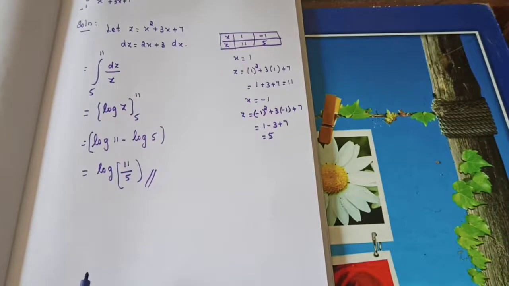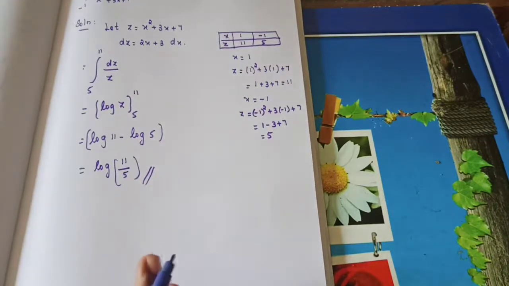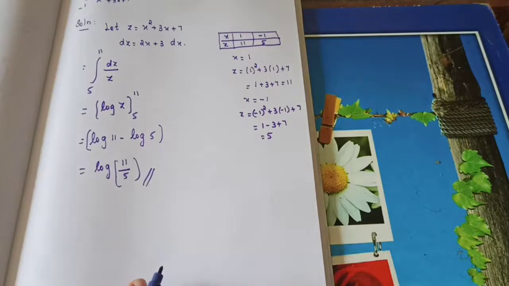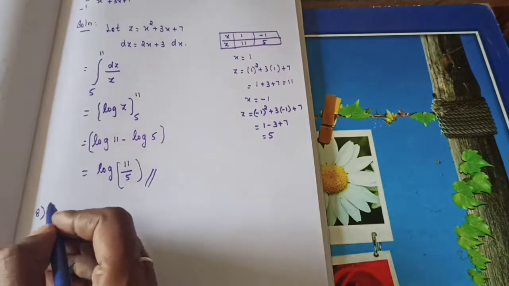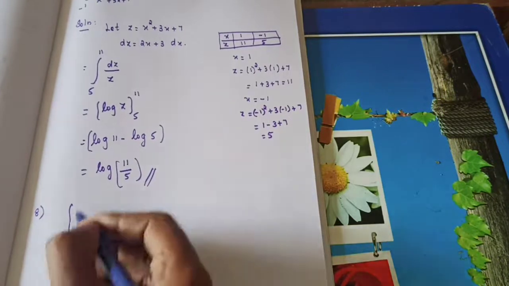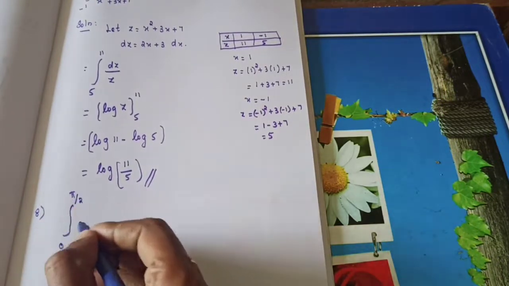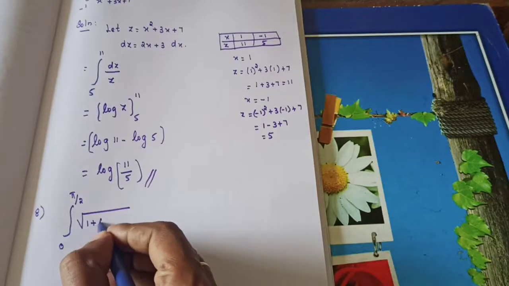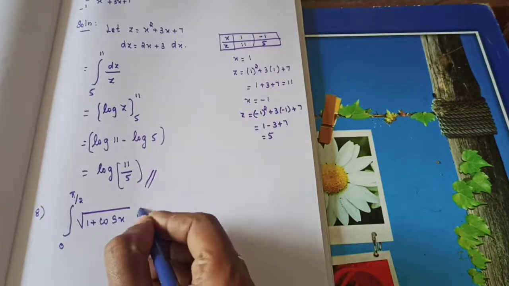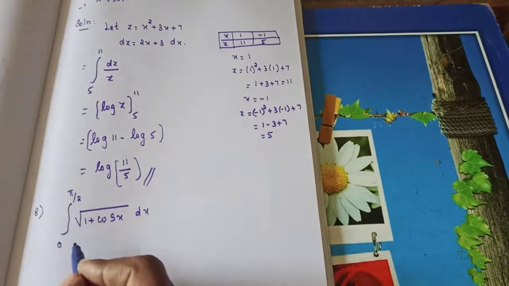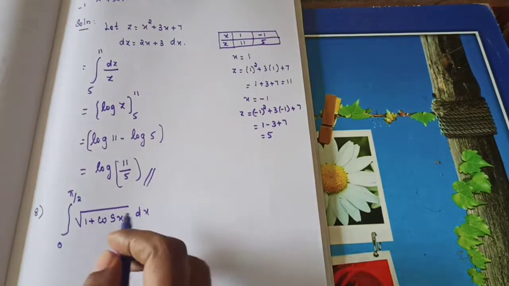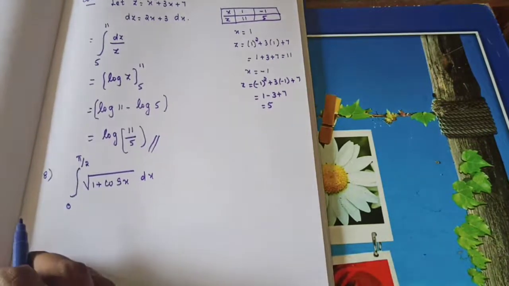Understand? Okay, very easy. Small problems. So if you go through it, it will be very easy for you. Okay. So let's move to the next question. Problem number 8. Integral of 0 to pi by 2 square root of 1 plus cos x dx.